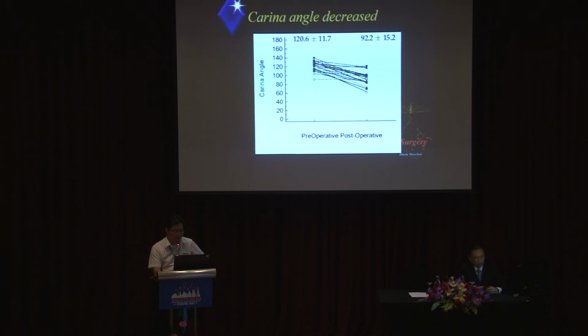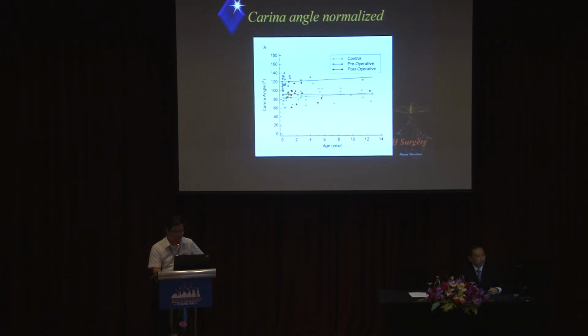There are similar findings for the carina angle. Before surgery, the patient has tracheal stenosis and the carina angle is 120 degrees, and after surgery it is about 92 degrees. And it also holds the same. We compare the preoperative carina angle with the normal control in the green line.